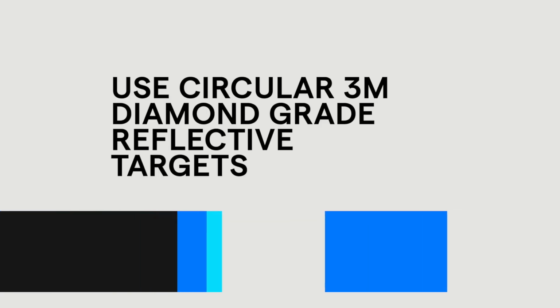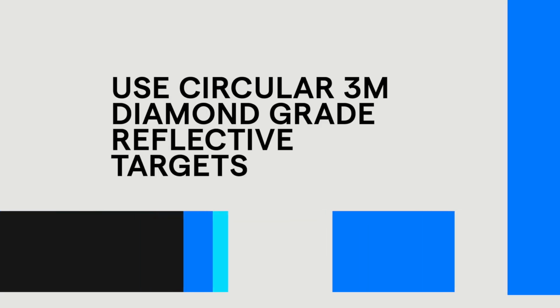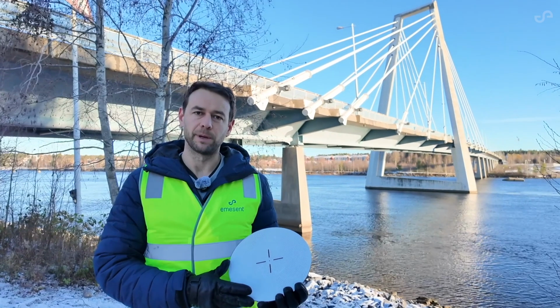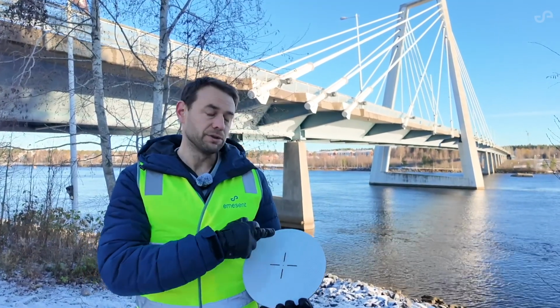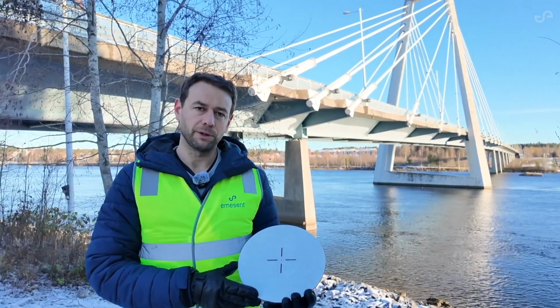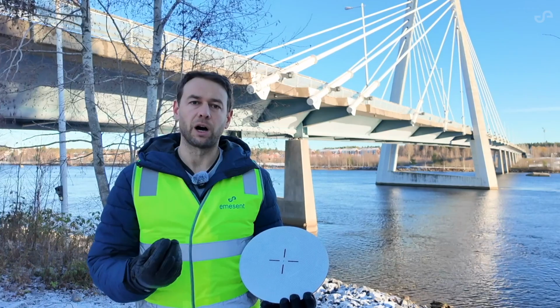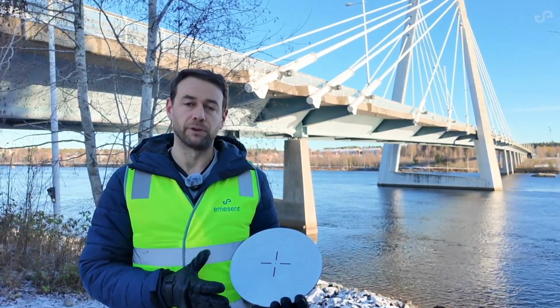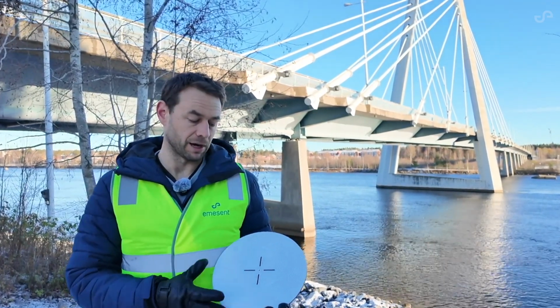So Emerson processing software uses circular retroreflective targets when running the automated GCP function. We use 3M diamond grade material, and it's important that you have that sort of high reflectivity when the software is searching for the targets in its algorithm.